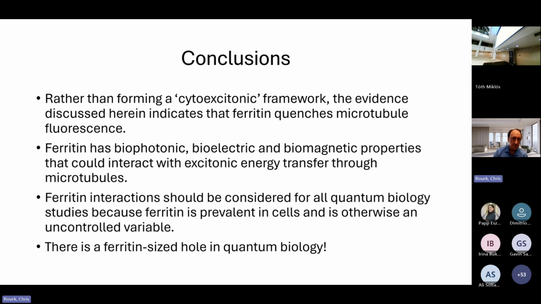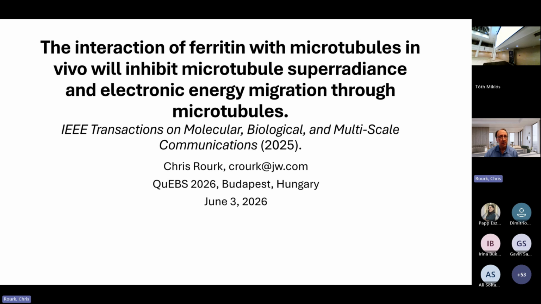Ferritin is prevalent in cells. It's in the mitochondria, and it could be adjacent to the mitochondrial electron transport chain. It's in other cellular structures. So I would encourage you to at least consider ferritin in your experiment designs and studies. In other words, there's a ferritin-sized hole in quantum biology, and it needs to be filled with further research.